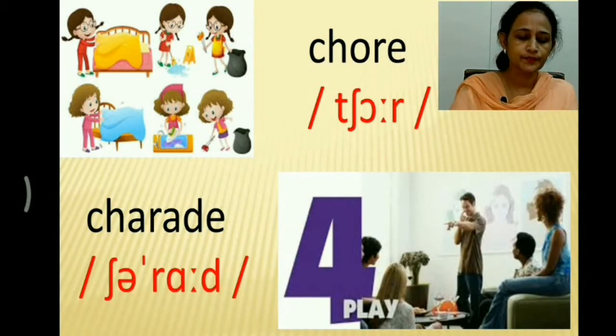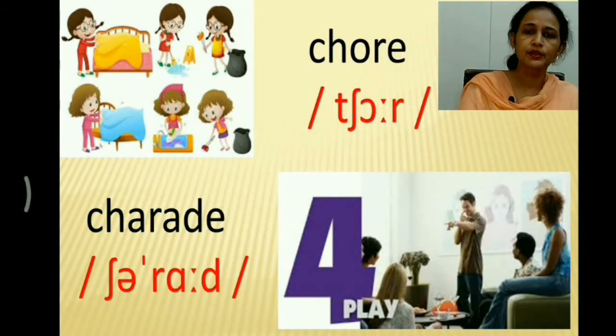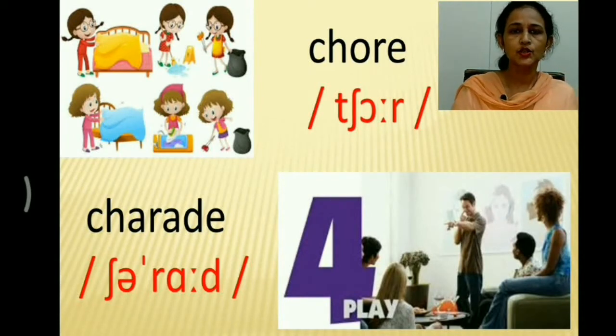The second word: the first symbol that looks almost like S has the sound sh. The second one, a. The third one, r. The next one, which looks like A with two dots, has the sound a. And the last one has the sound d. When you combine all these, you get the word charade.